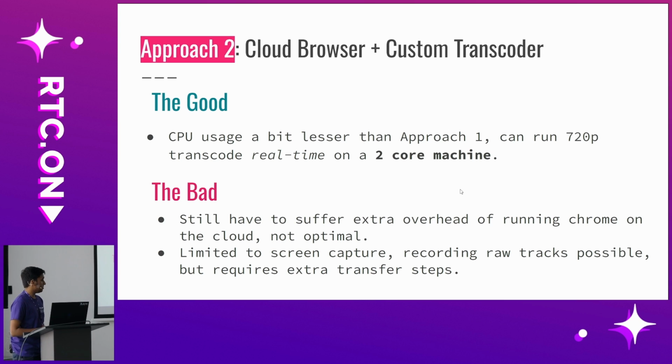The bad part is you still have to suffer this extra overhead of running Chrome. In this whole process, we still have to run a Chrome browser, even though the actual thing we're trying to achieve is just to record video. And it's limited to screen capture. If you use the approach I said, you could get around this by transporting the raw tracks to your encoder, which will be the next approach I will talk about. But yeah, it would require extra steps.